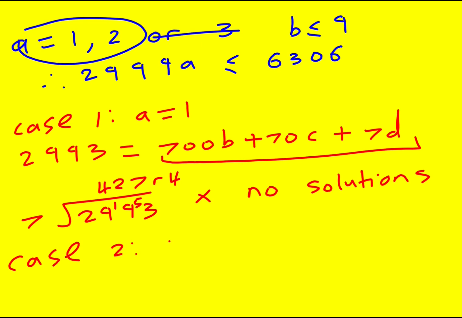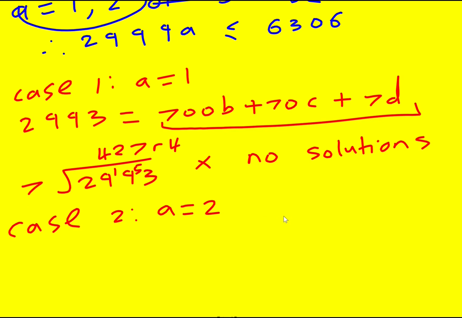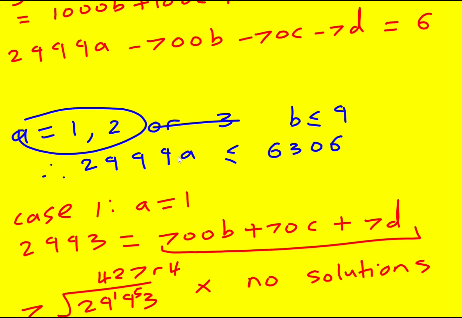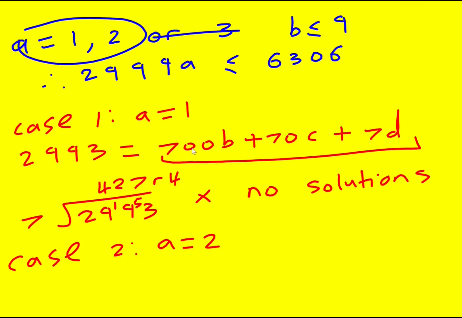So we can bet that this has got to give us a solution. If it doesn't, then I would have made a mistake somewhere. Case 2, a equals 2. So this time, let's just take it a little bit slower. So 2999 times 2, well, 3000 times 2 is 6000. I just need to then subtract 2.